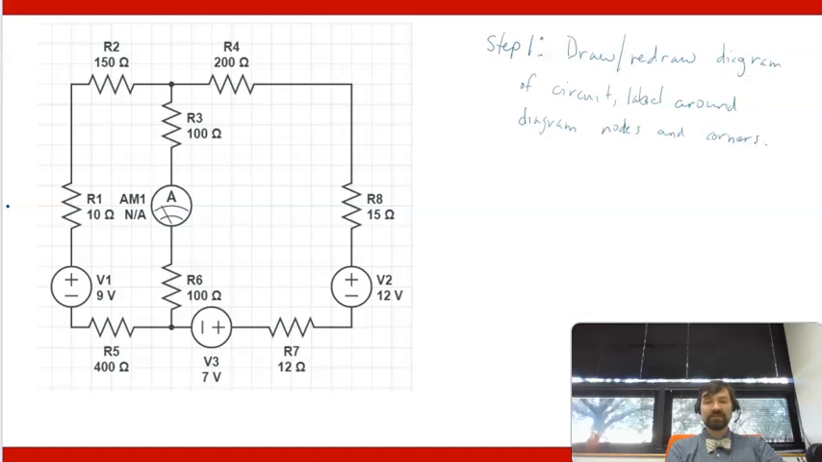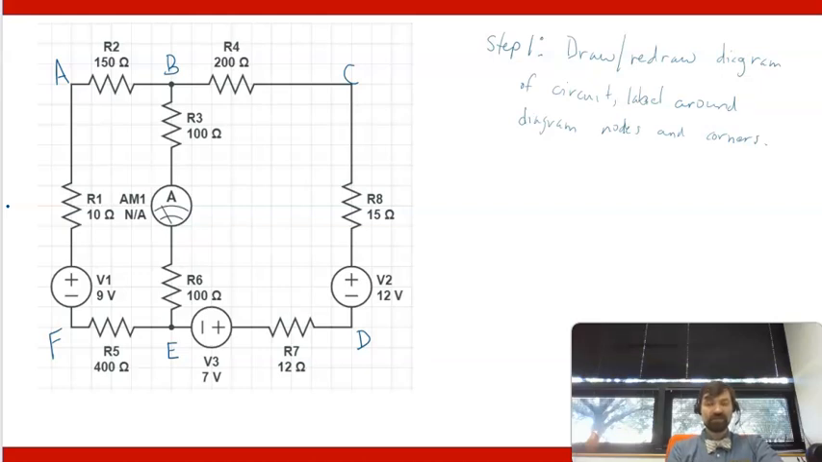Well, the first step is that I draw or redraw my diagram. So in some sense, this is my redrawn diagram. And then I label around the diagram's nodes and corners and so on. I label it like A, B, C, etc. So I'm going to just pick a point to start from. That point I'm going to label as point A. And then I'm just going to go around the diagram. So here's A, B, C. Down here I'll label as D. This node right here is E. And this point right here before the battery is F.